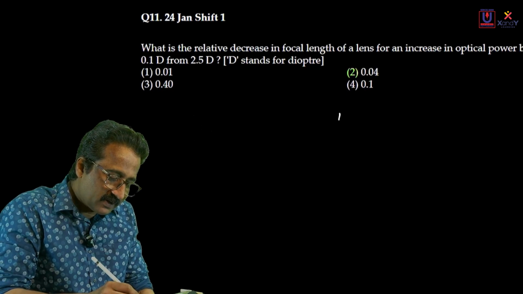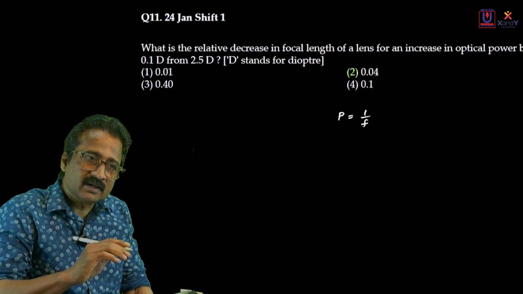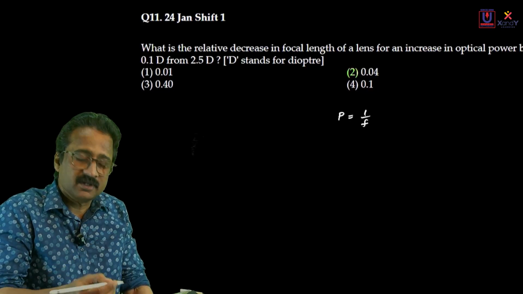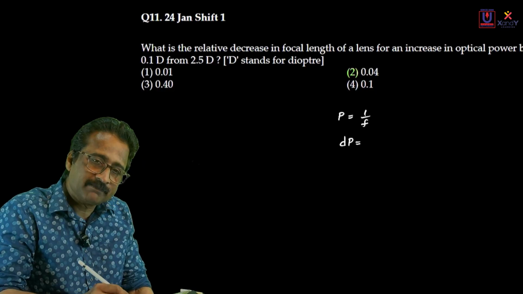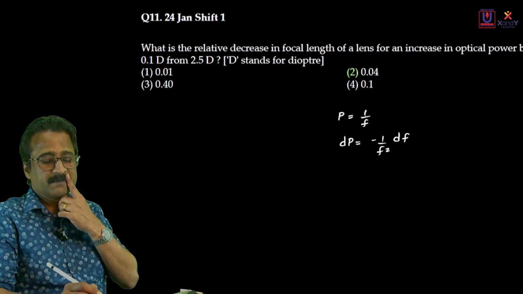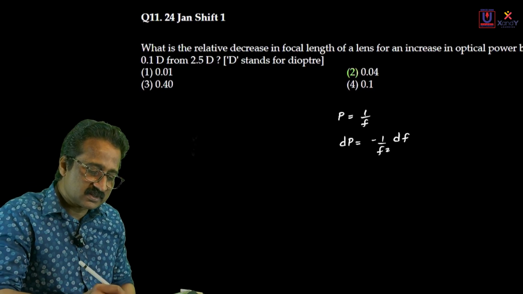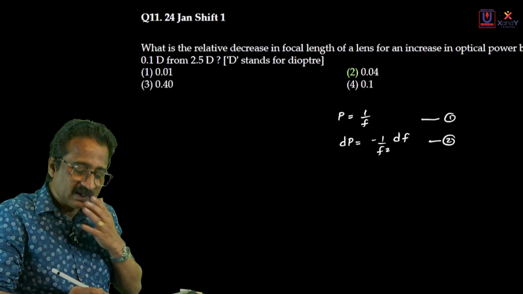You know that power of any lens is equal to 1 by f. To find the relative change in power, let's differentiate both sides. When I take the differential on both sides, I'll get dP as minus 1 by f squared into df. I have differentiated both terms. Now to find the fractional changes, let's divide equation number 2 by 1.